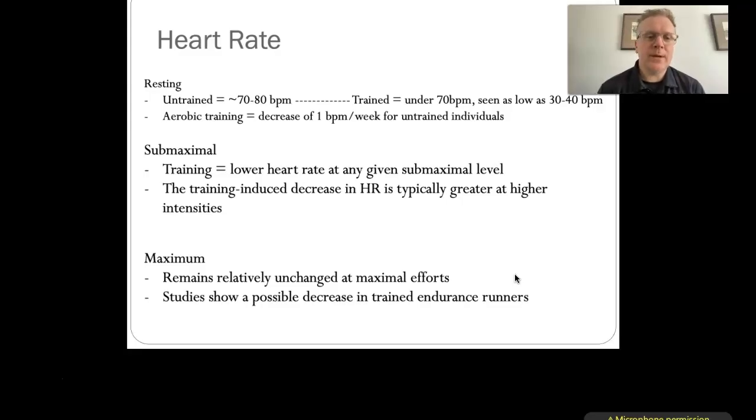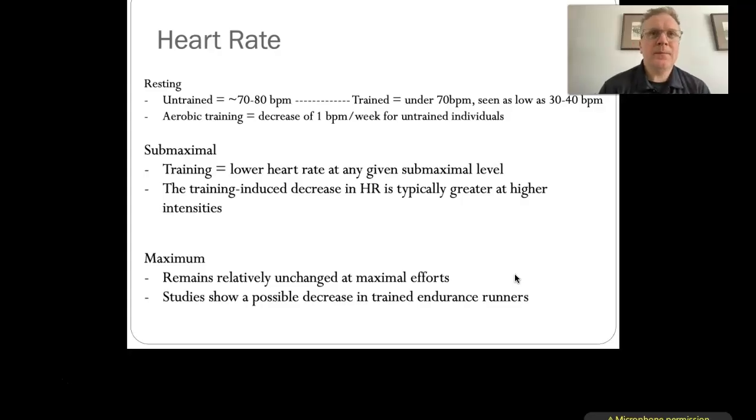For submaximal training, we see a lower heart rate at a given submaximal level for a trained individual. So following training, at any given level, if we had a trained versus untrained individual, we're going to see a lower heart rate for that trained individual. The training-induced decrease in heart rate is going to be greater at higher intensities, so we're going to see a more dramatic response at those higher intensities.